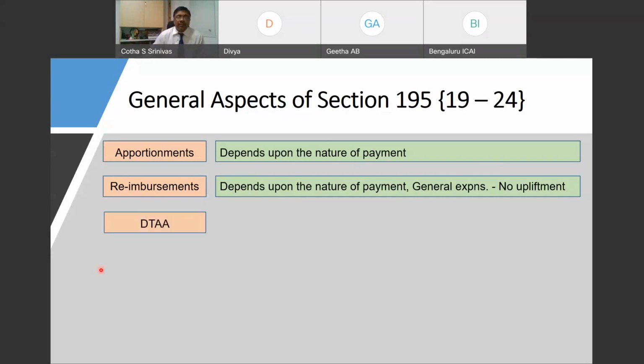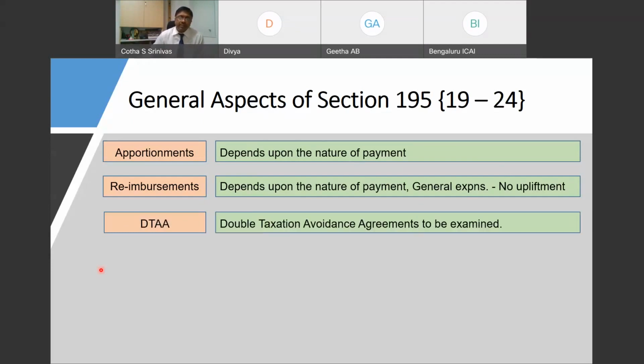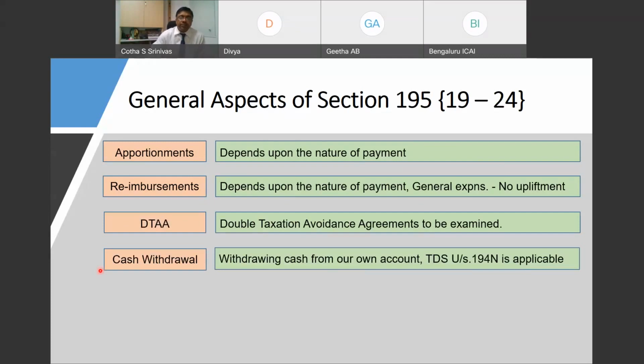DTAA, double taxation avoidance agreements, are to be examined, which I have already spoken about. Cash withdrawal, section 194N: we know whenever a person is withdrawing cash from his own account, TDS is applicable exceeding the limits, that is 20 lakhs or 1 crore as the case may be. That applies even to a non-resident. If a non-resident is withdrawing cash from his own account in India, then section 194N is applicable for that also.